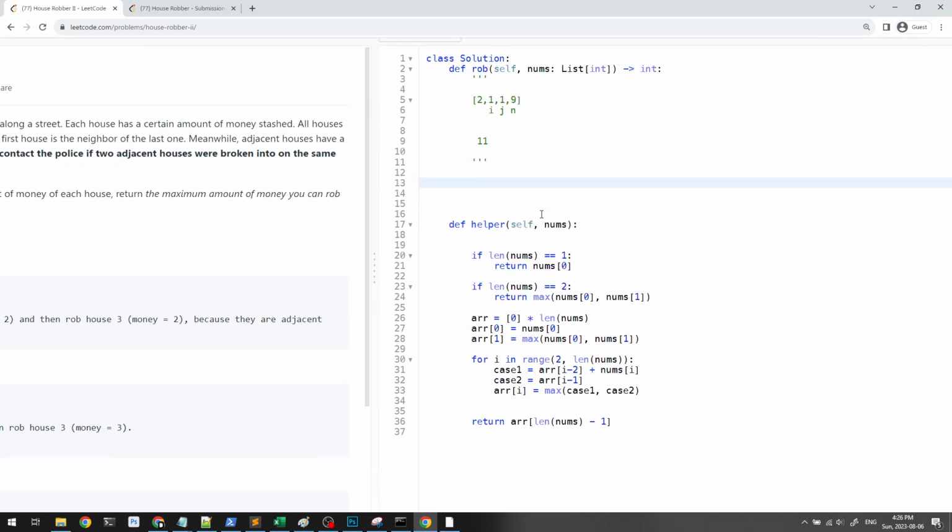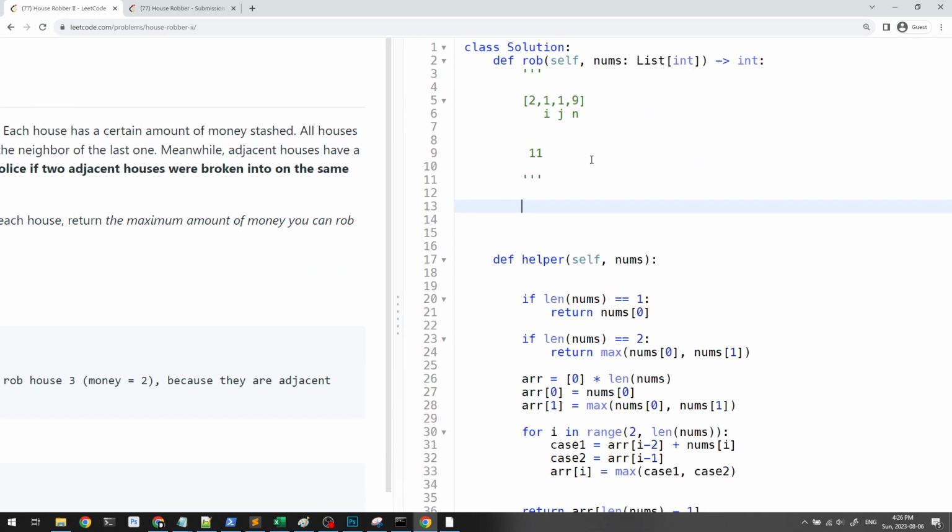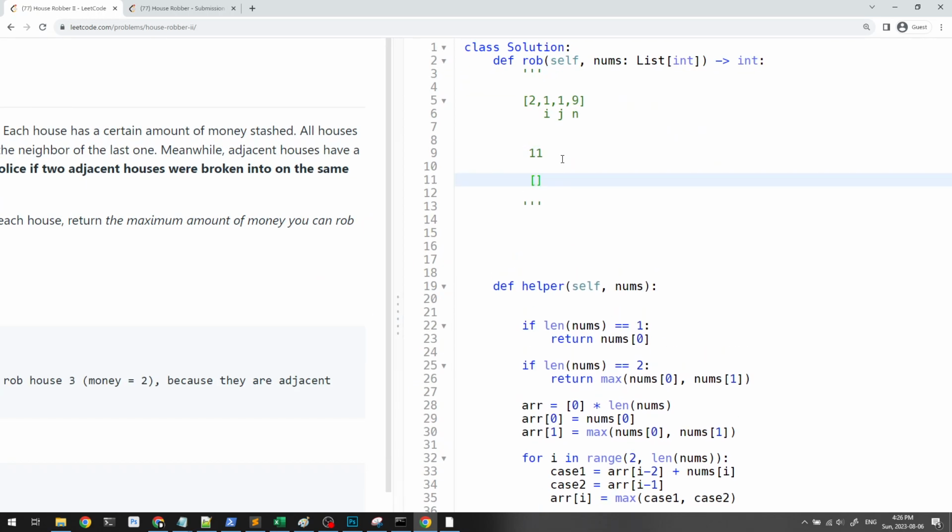Now, why did I put it inside of a helper function? Well, notice that what we are given is that the houses are placed in a circle. So if you think about it, let's say we have a bunch of houses here. At no point can we rob this house and also this house. So it doesn't even make sense for them to be in the same array, because we can never rob the two adjacent houses at the very end.